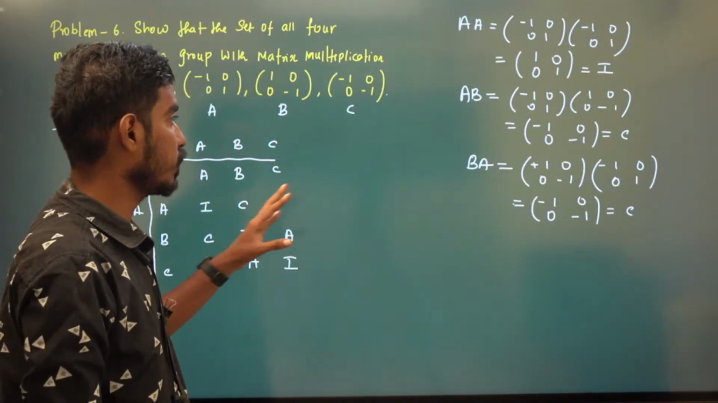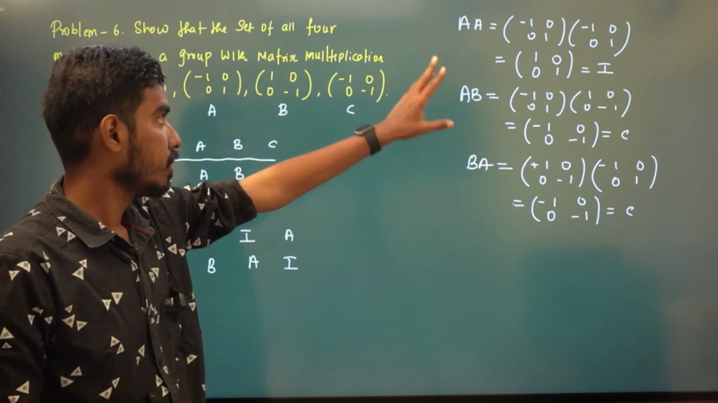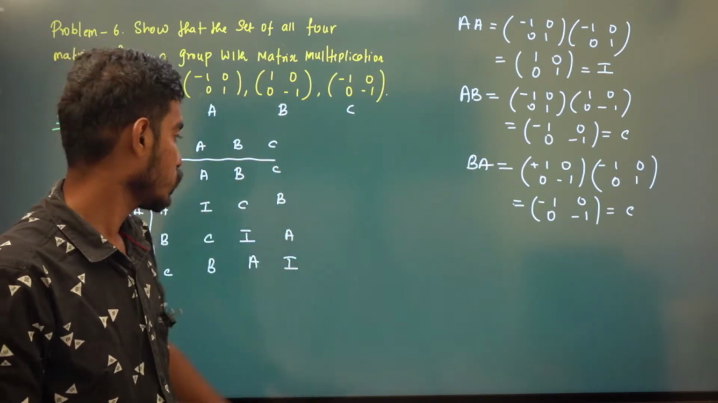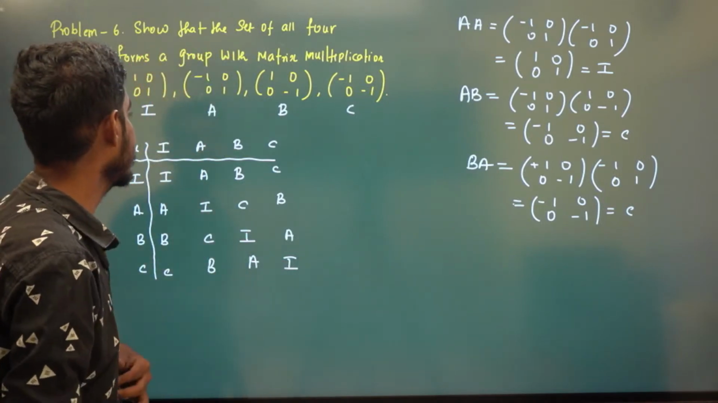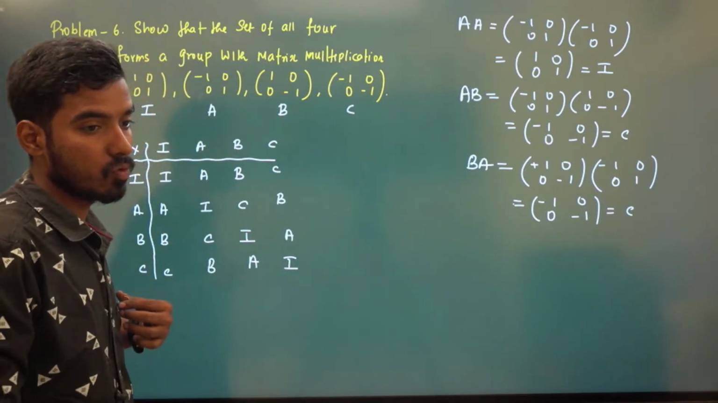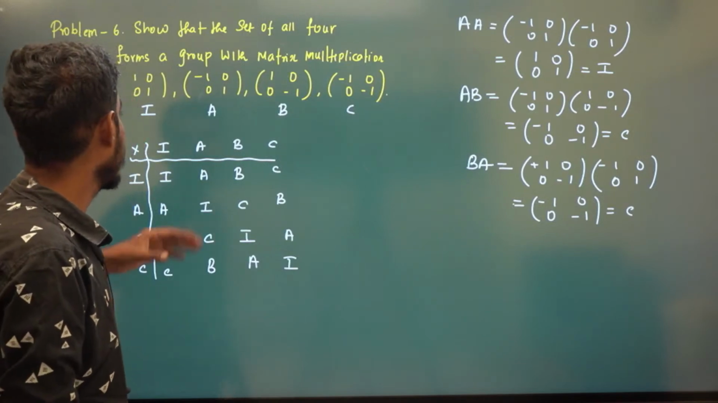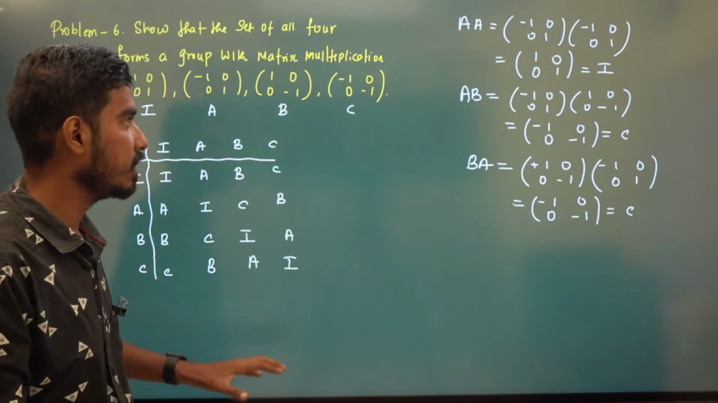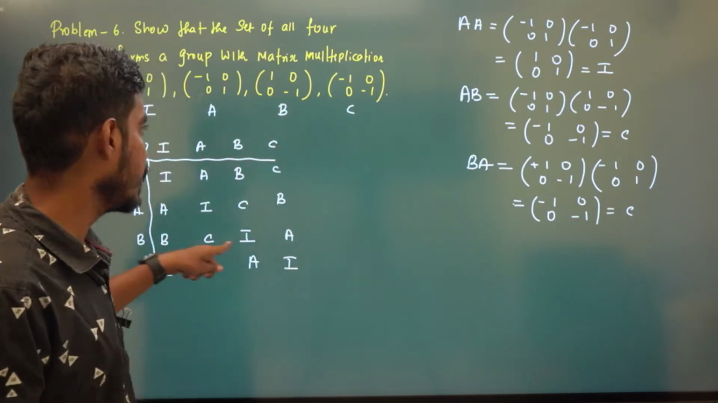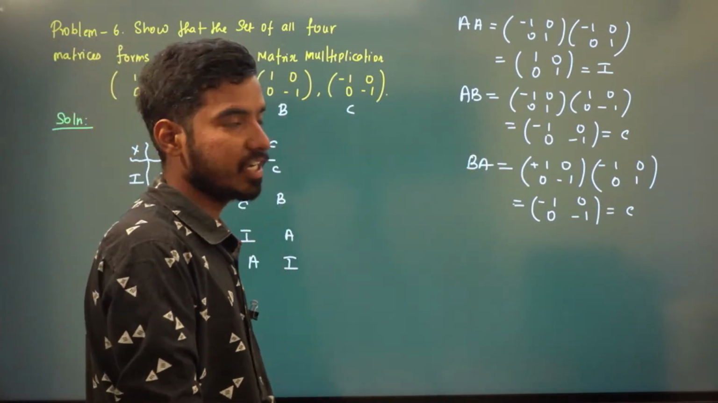We are just performing matrix multiplication, right? So we have filled the Cayley table. We need to show that these four matrices form a group with respect to matrix multiplication. They have given four matrices, and I'm naming them I, A, B, C and forming a Cayley table. If you want to perform A, B, it is normal matrix multiplication only.